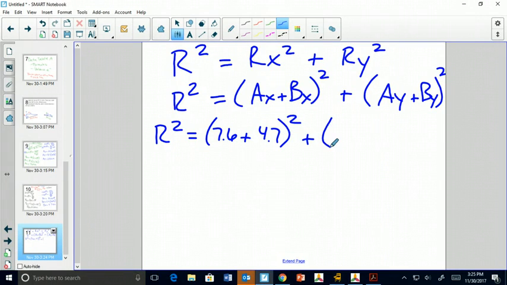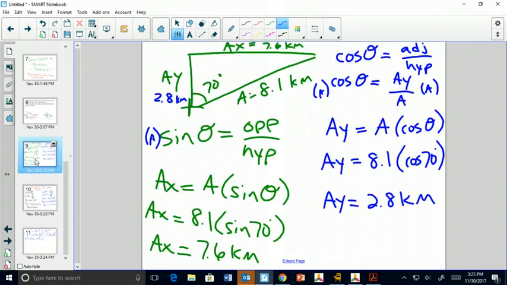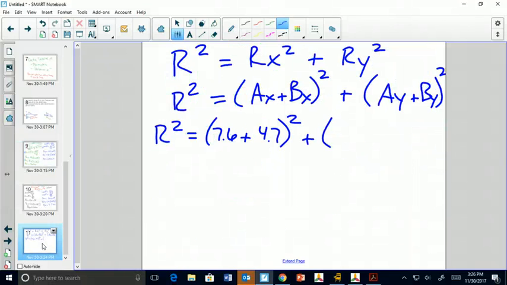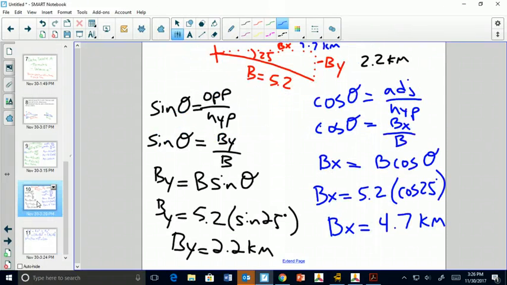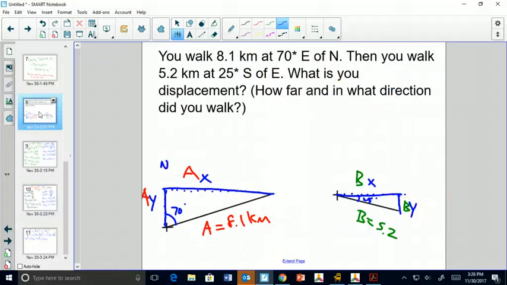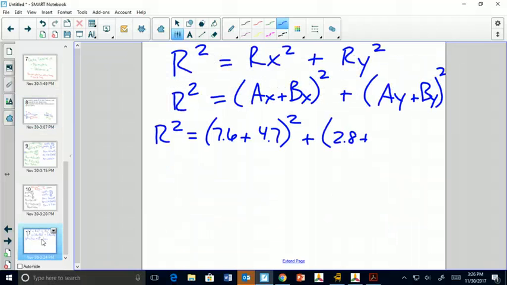Plus, now for my y's. My Ay, this guy was going north, was my y component. So therefore that will be positive. My y is 2.8. So 2.8 was my Ay, plus my By was 2.2. But notice again, we're going south. It moved south of east, right? So therefore that y has to be in the negative direction. So therefore it will be minus 2.2.